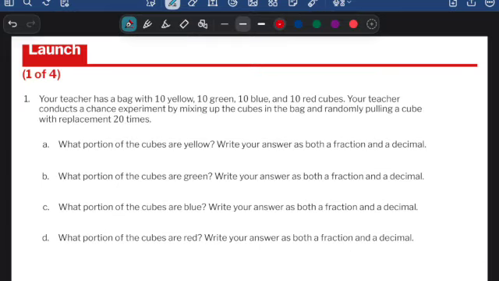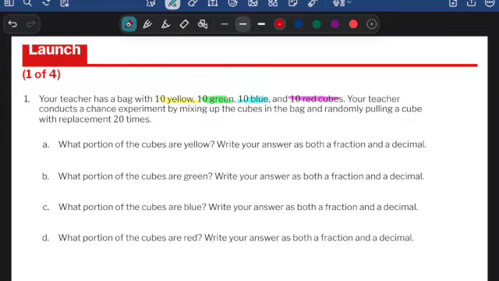Okay, number 1. Your teacher has a bag with 10 yellow, 10 green, 10 blue, and 10 red cubes. Your teacher conducts a chance experiment by mixing up the cubes in the bag and randomly pulling a cube with replacement 20 times. What that means is I will pull out one cube and then I will replace it. So we'll pull out a cube, take record of which color it is, and then put it back. So we will always have a total of 40 cubes inside the bag. And we'll do that 20 trials, 20 different times.